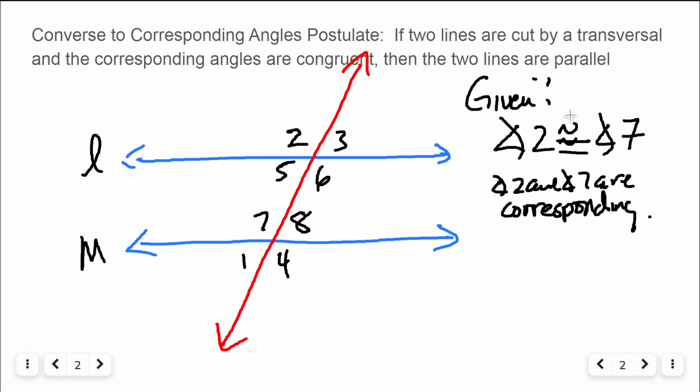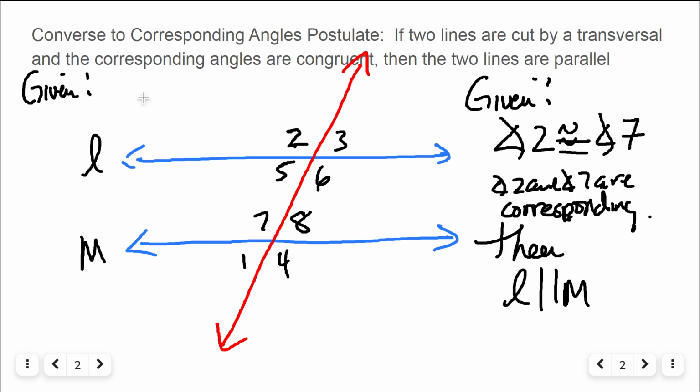Now, they're corresponding. And I also know, I told you, hey, these are congruent. Since the corresponding angles are congruent, I'm telling you that, then we can conclude that line L is parallel to line M. These two lines have to be parallel because angle 2 and angle 7 are corresponding and they are congruent. Now let me show you what doesn't work.